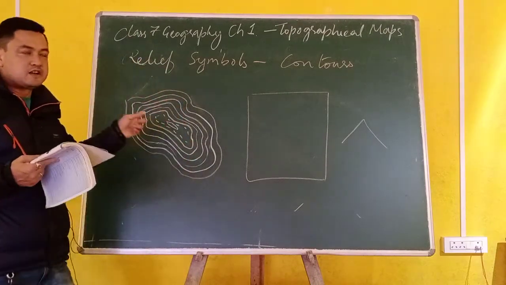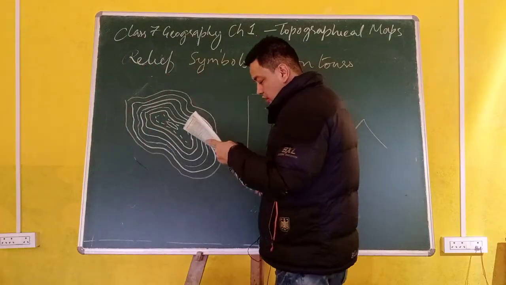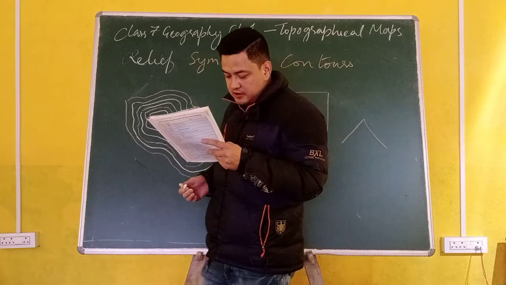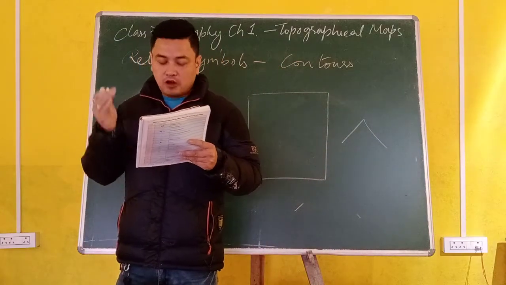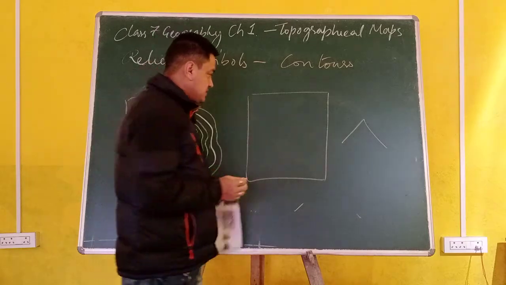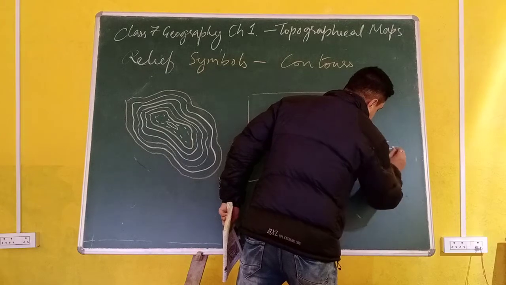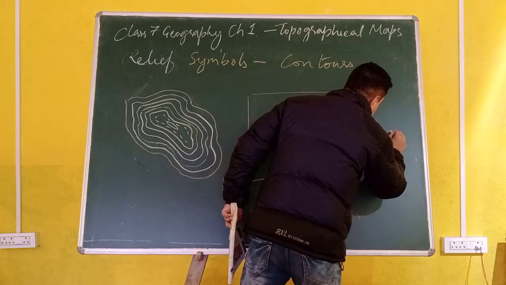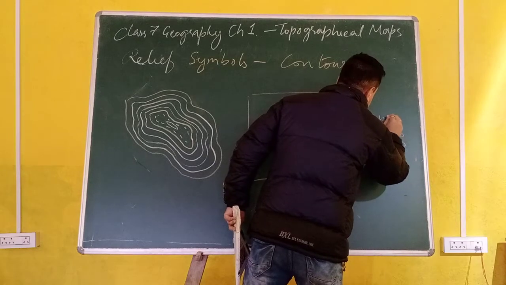Now this is known as a contour line. A contour line is a line on a map joining two points of equal height. Let's take for example: here it is basically 100, here 200, here 300, here 400. The peak of the mountain is 400.